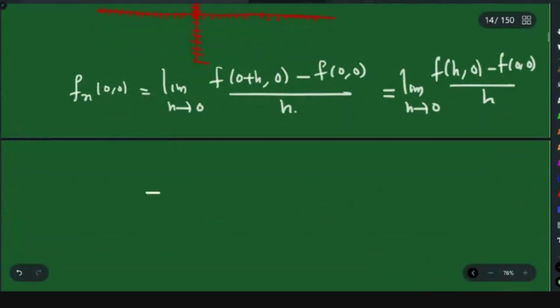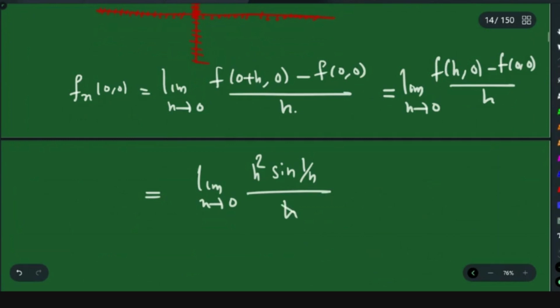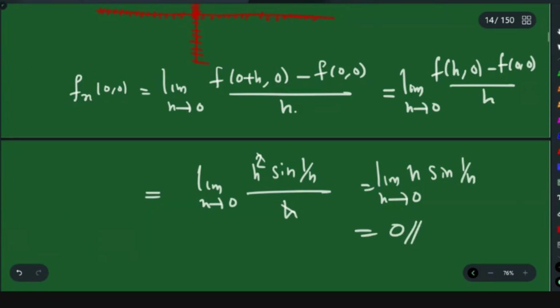So this will be equal to the limit as h tends to 0. Here the second component is 0, so it's a function of x alone. That will be h squared sine 1 by h, divided by h. So this h will cancel. The remaining is the limit as h tends to 0 of h sine 1 by h. This quantity is 0, right? Because sine 1 by h you can bound between 1 and minus 1. Again, left hand and right hand limits go to 0. So entirely you will get 0. So fx at (0, 0) is 0.